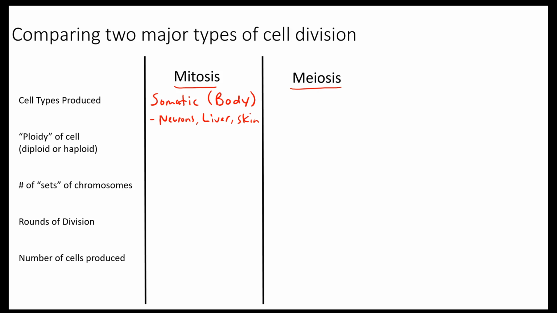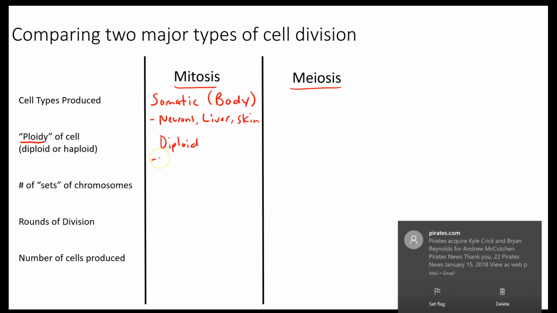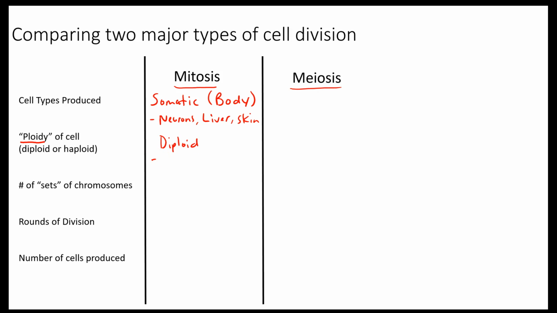Now, when I say ploidy, which is sort of an odd way of saying a word, I'm talking about whether or not it's diploid or haploid, the cells that are being duplicated by the mitotic cell cycle. So the ploidy for mitosis, cells produced through the mitotic cell cycle, is diploid. What diploid means is that there are two sets of chromosomes.